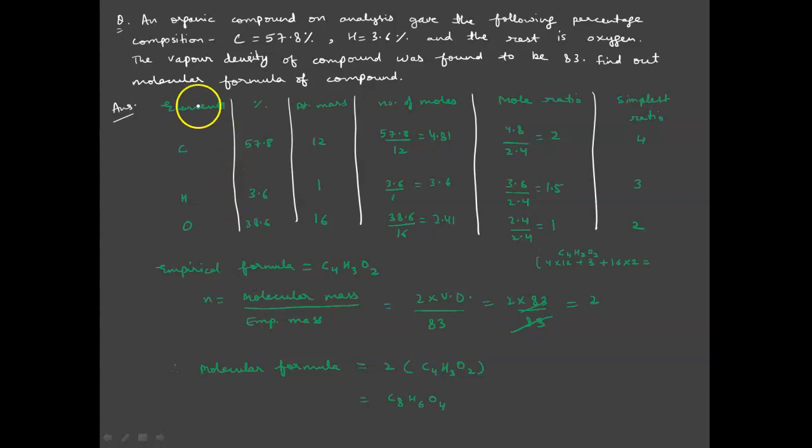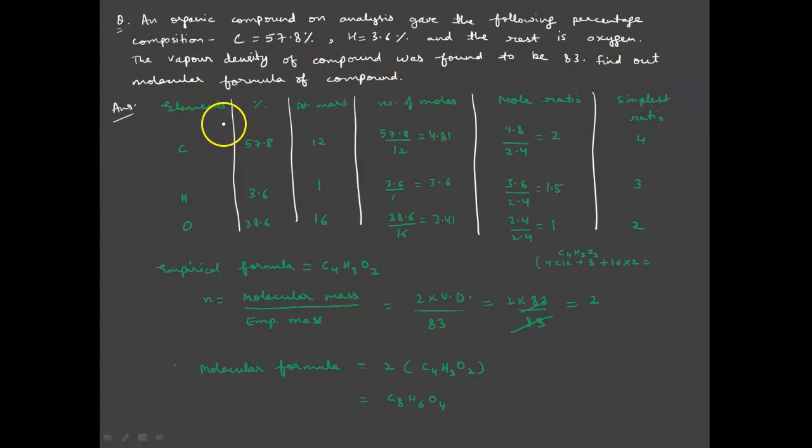Now the next question is: an organic compound on analysis gave the following percentage composition. C equal to carbon 57.8%, hydrogen is 3.6%, and the rest is oxygen. The vapor density of the compound was found to be 83. Find out the molecular formula of the compound.